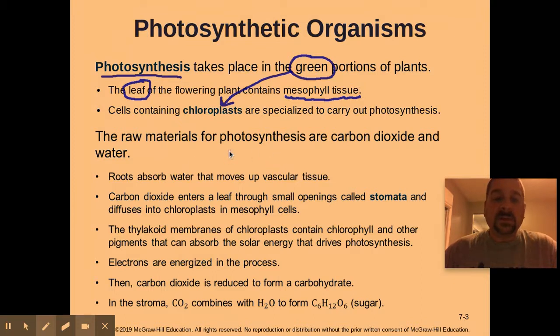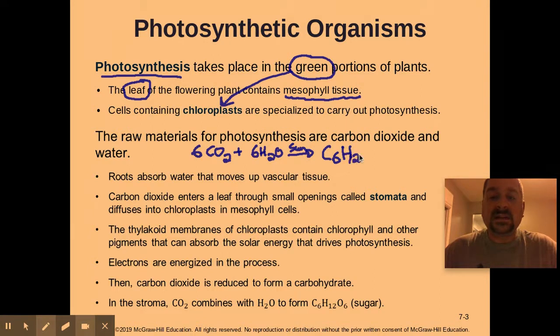The raw materials, remember the equation for photosynthesis. We've got 6 CO2 plus 6 H2O, in the presence of light from the sun, going to make a sugar in the form of glucose, C6H12O6, and give off 6 molecules of O2, oxygen.